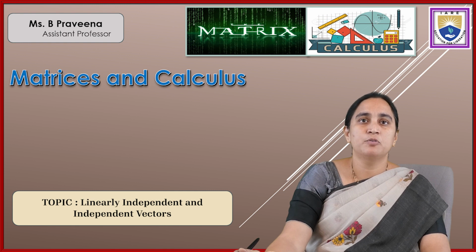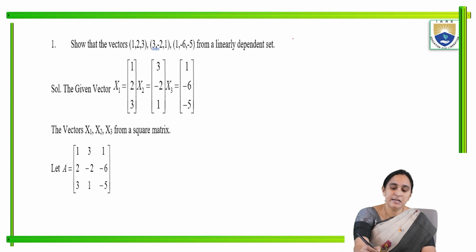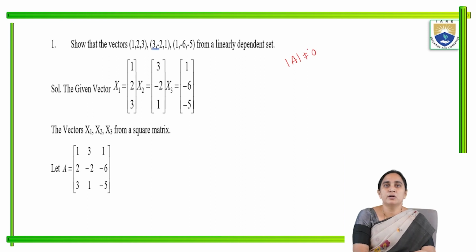Today my topic is linearly independent and dependent vectors. I already discussed in the last classes what is linearly dependent and independent. Independent means if det A is not equal to 0, we consider the given matrix or given vectors to be linearly independent. If det A is equal to 0, then the given vectors are linearly dependent. This is the concept for linearly independent and dependent.